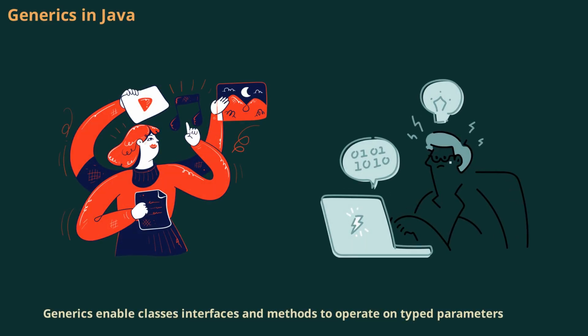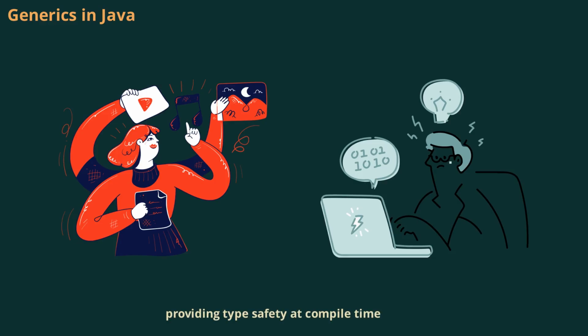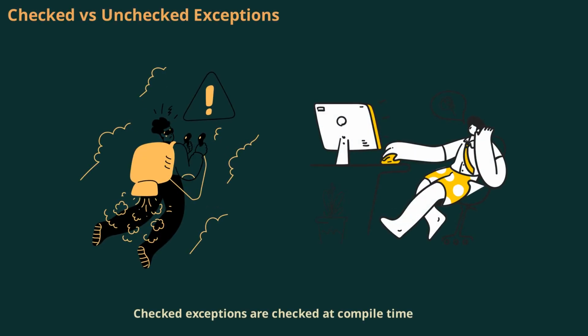Generics enable classes, interfaces, and methods to operate on type parameters, providing type safety at compile time and eliminating the need for explicit casting. This feature makes your code more robust and easier to maintain, as errors are caught early during compilation. Checked exceptions are checked at compile time, requiring you to handle them explicitly. Examples include IOException and SQLException. Unchecked exceptions, such as NullPointerException and ArrayIndexOutOfBoundsException, are not checked at compile time.